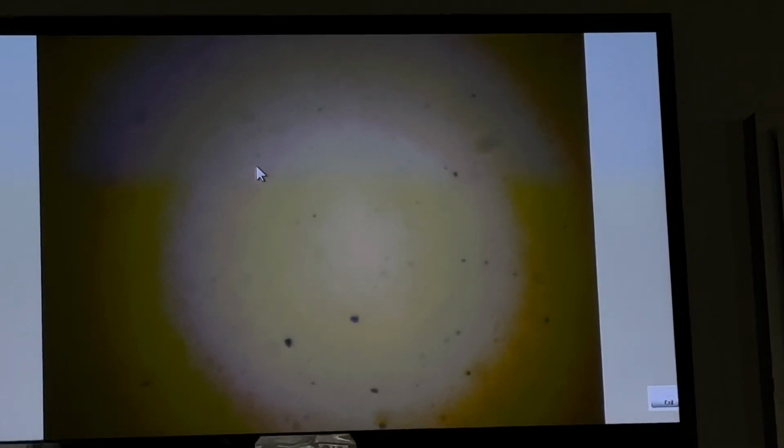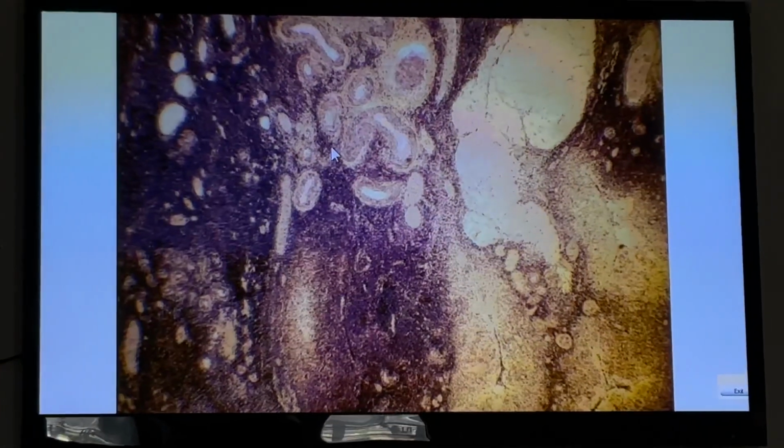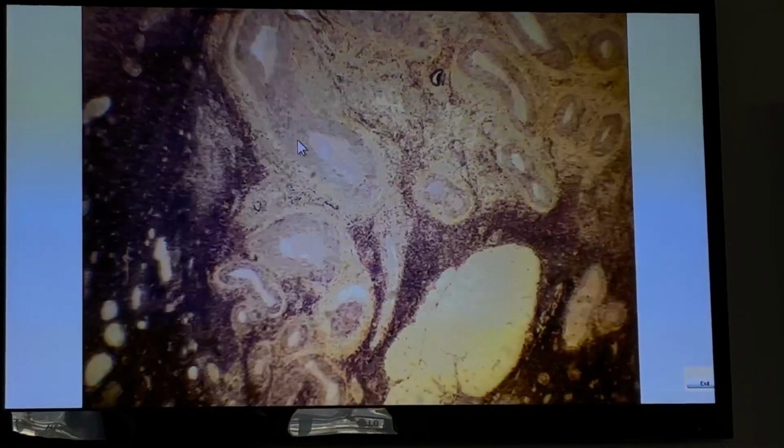Last slide. The corpus luteum: if there is no fertilization and implantation, the corpus luteum becomes the corpus albicans.